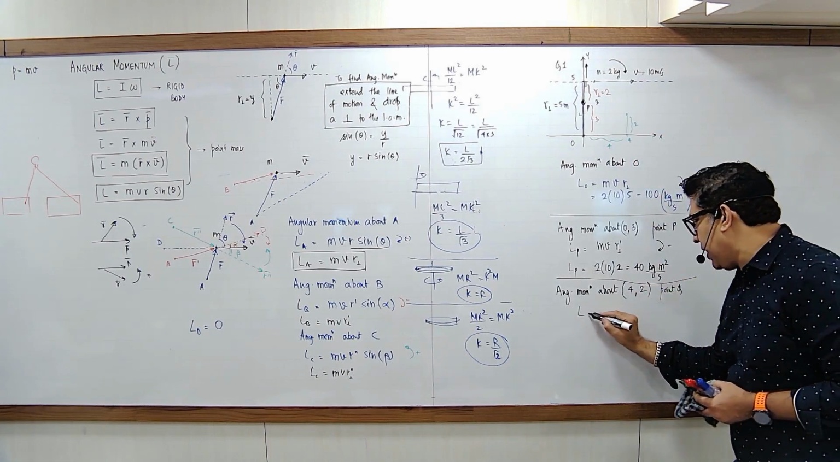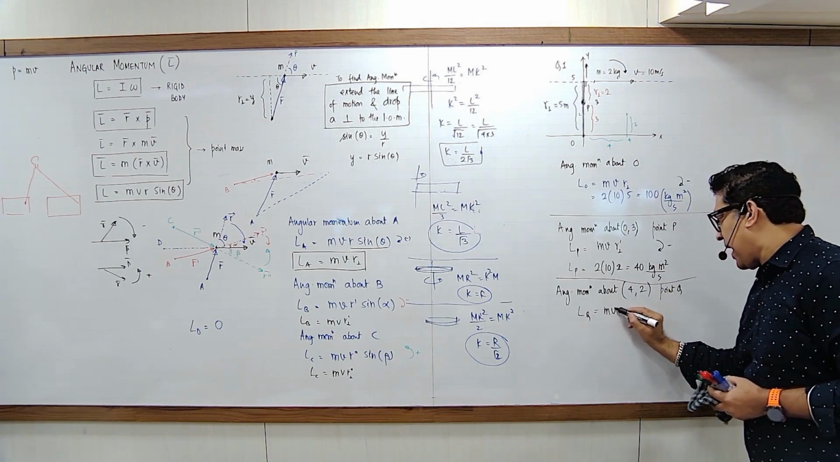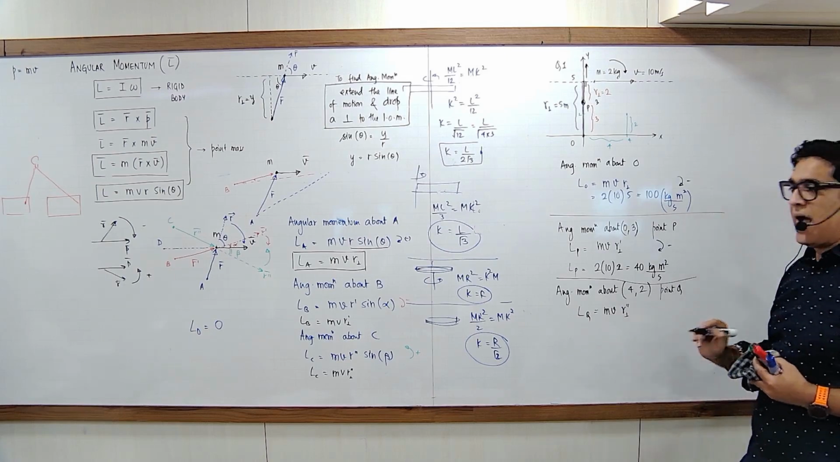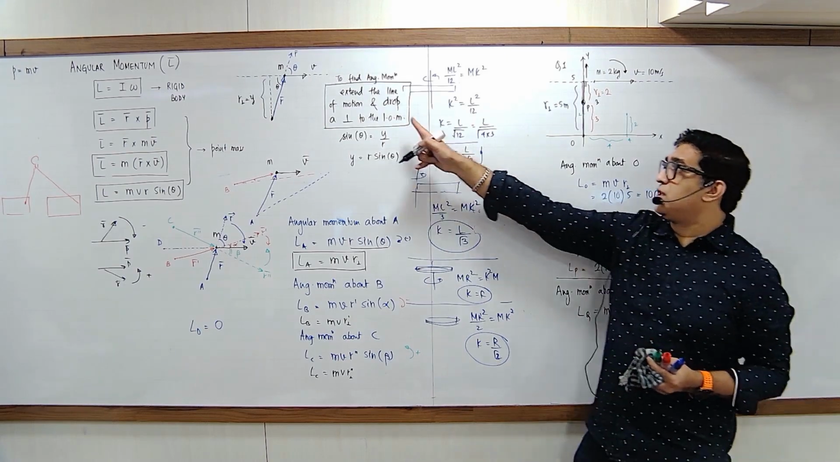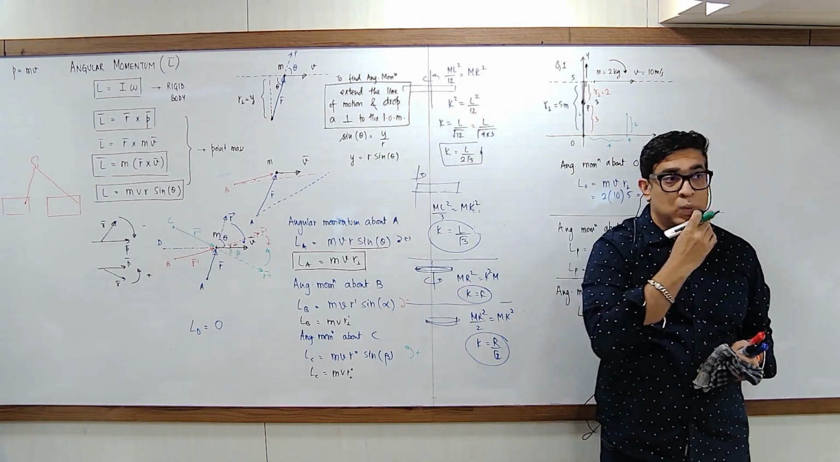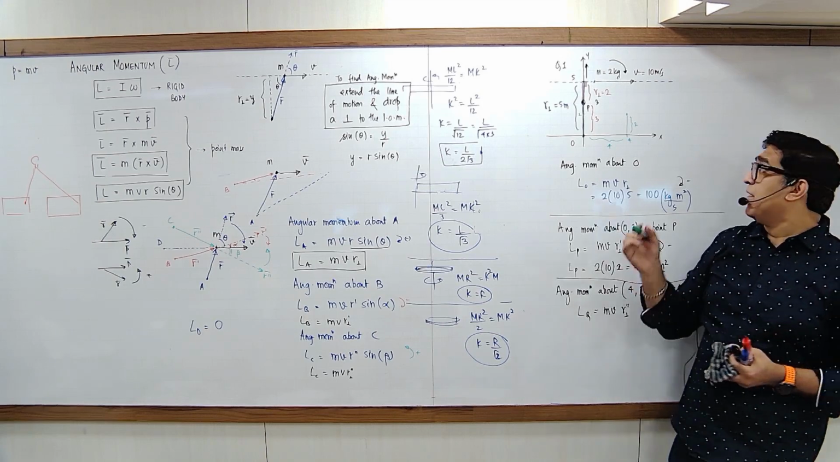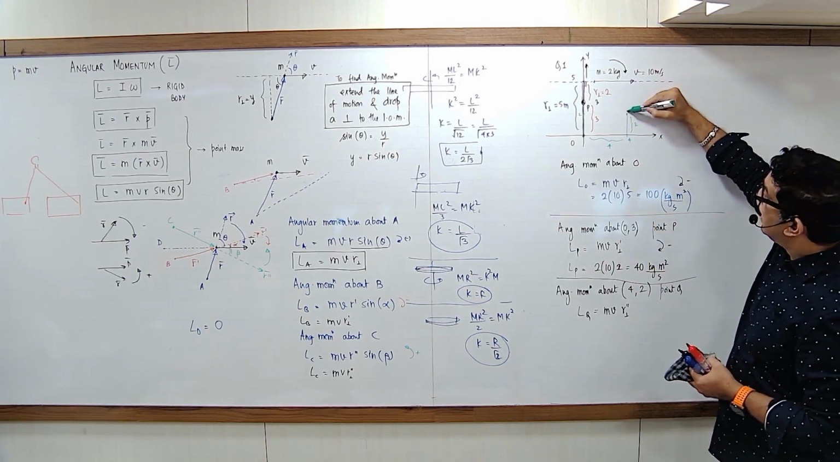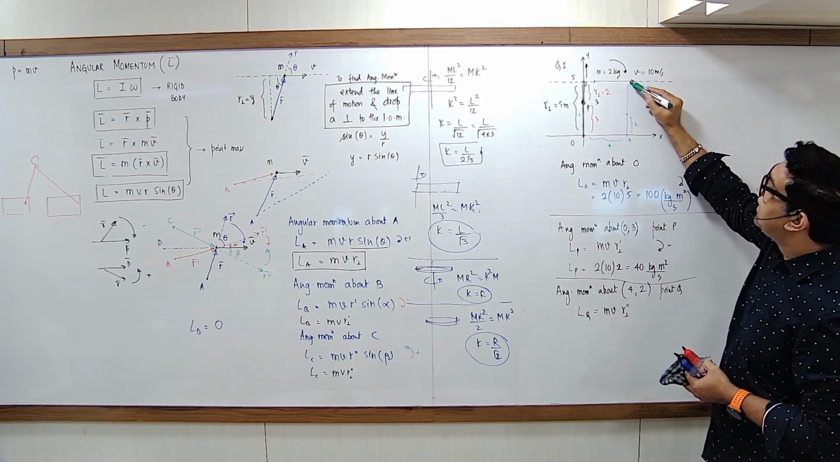So I'm going to write LQ. What will the formula be? M V R double dash perpendicular. How do I get R double dash? One, extend the line of motion, which is already done. Two, drop a perpendicular from where to where? From the point to that line. Shall I draw this? Is this 90?